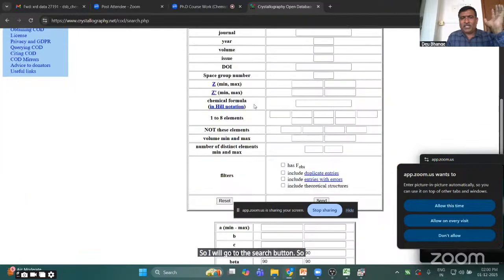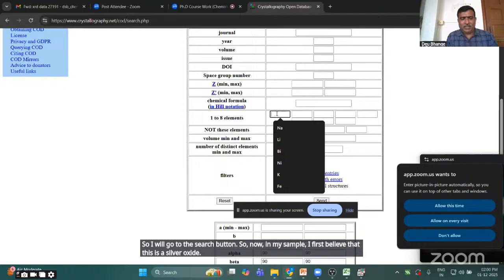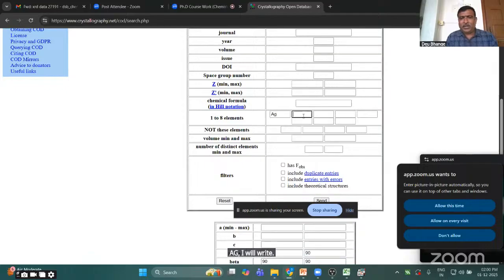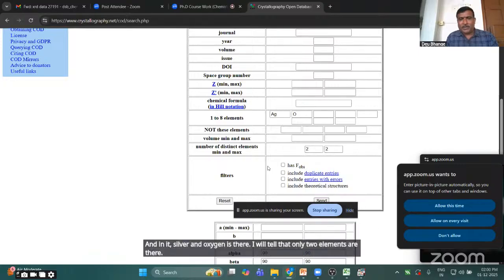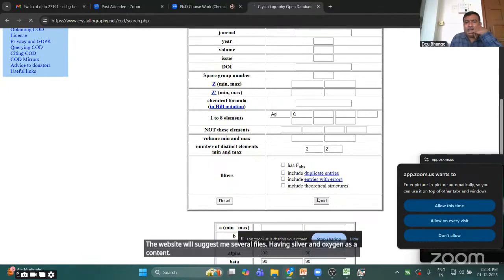Now in my sample, I first believe that this is silver oxide. Ag, I will write, and then I will write oxygen. I will tell this website that in my sample silver and oxygen are there, only two elements. Now I will send this query to the server of the website. The website will suggest several files having silver and oxygen as content in this database.